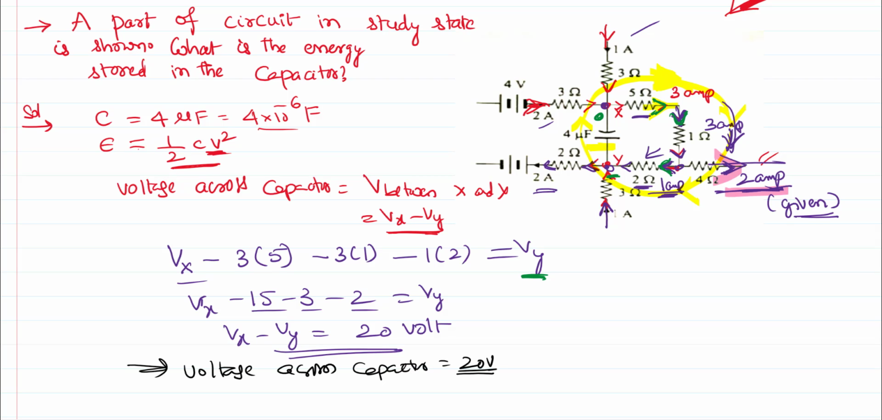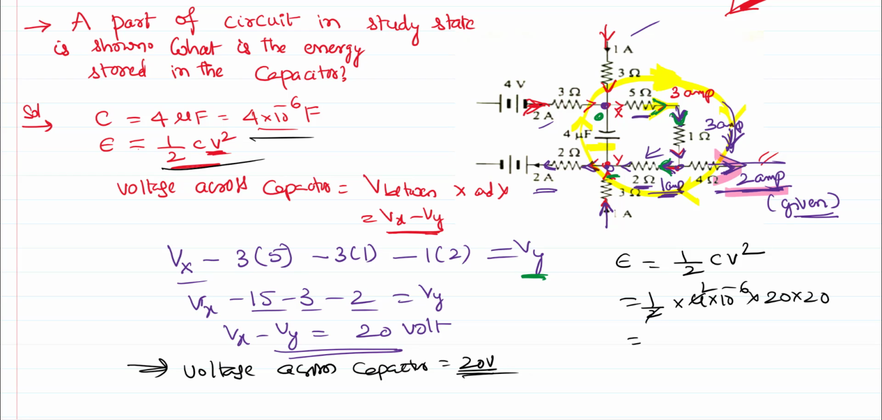Once I know the voltage across the capacitor, the energy stored is simple to find. Half CV square: the value of C is 4 into 10 power minus 6, and the voltage square is 20 square, 20 times 20, which is 400. So the value will be 800 into 10 power minus 6 joules, or 8 into 10 power minus 4 joules. This much energy is stored in the capacitor in this part of the circuit. That's how we have to solve the problem. Thank you for watching.